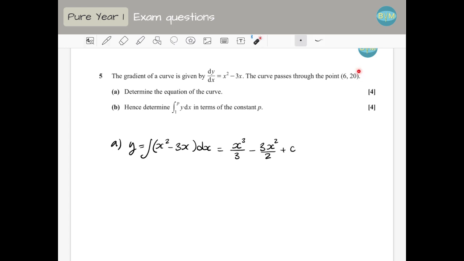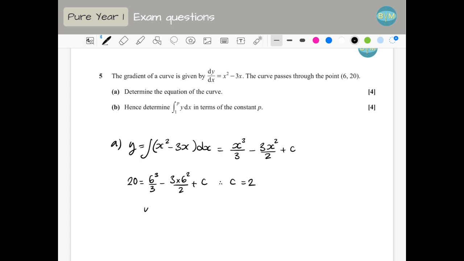And we are going to use this information to find the constant of integration, because when x is 6, y is 20. So we substitute y by 20 and x by 6. So we have 6 cubed divided by 3 minus 3 times 6 squared divided by 2 plus c, and from here c is just this value minus this one plus this one, which is 2.